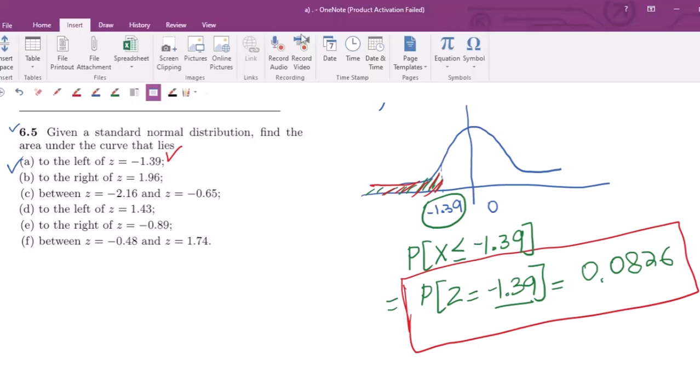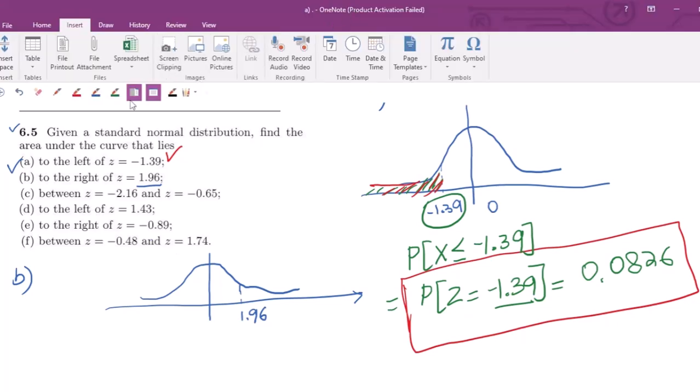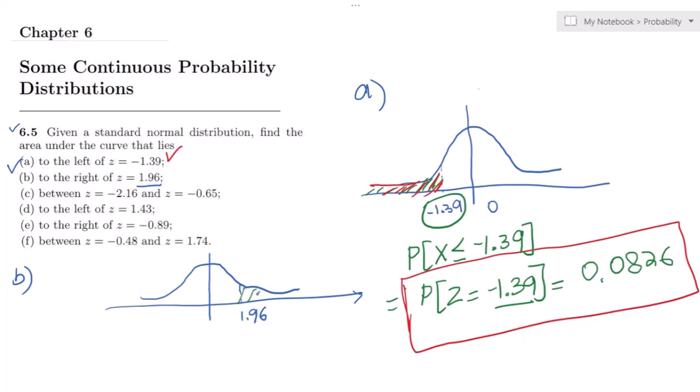Now let us move to part b of my question, which is to the right of z equal to 1.96. What's the difference? Part a was to the left. If I have this z distribution, these are the tails, and here let me mark the value 1.96. We have to find the area which is to the right of it, which is the probability that x is greater than 1.96.